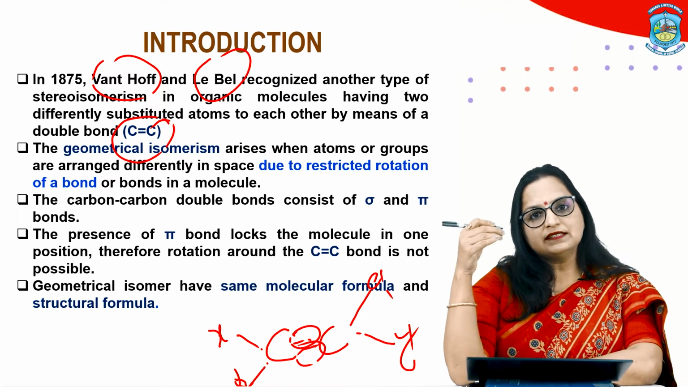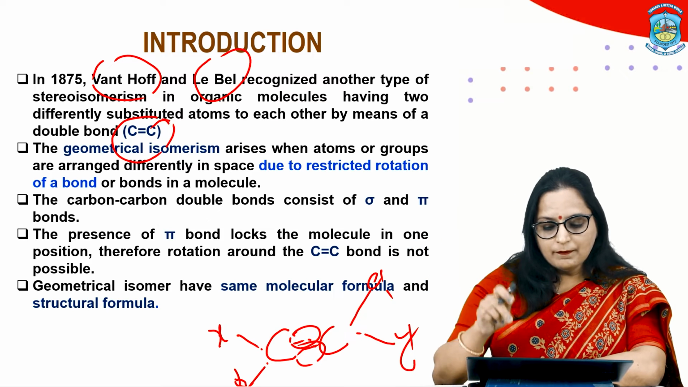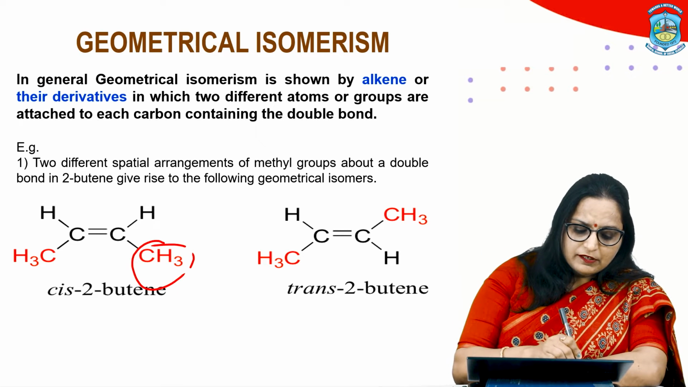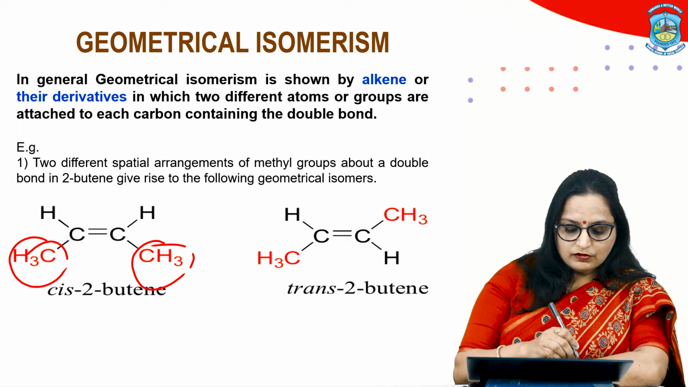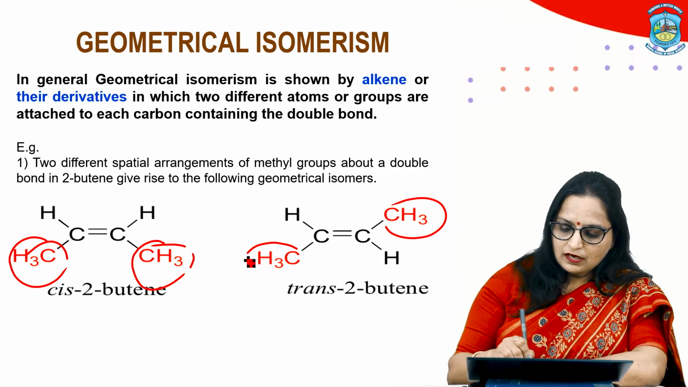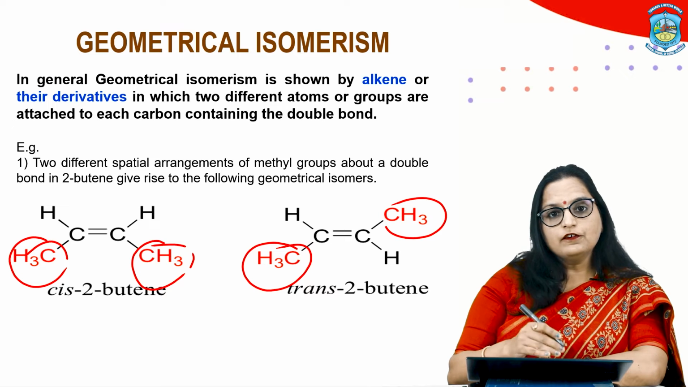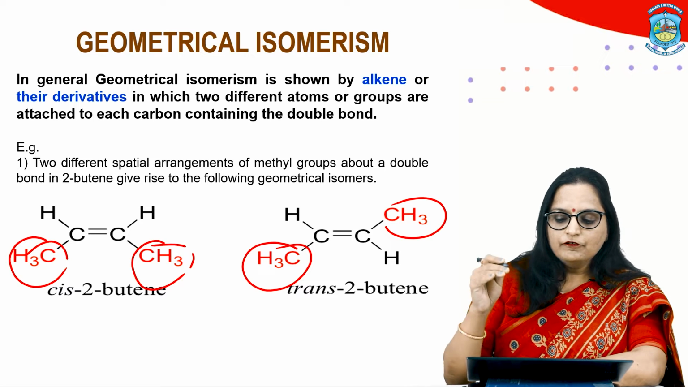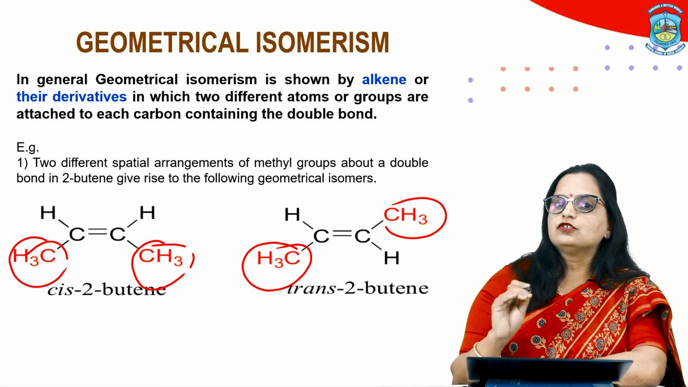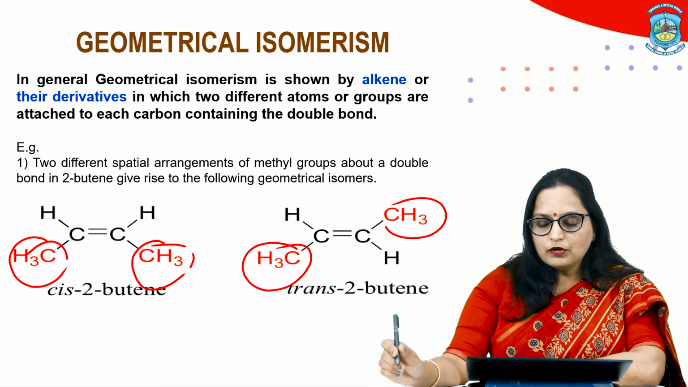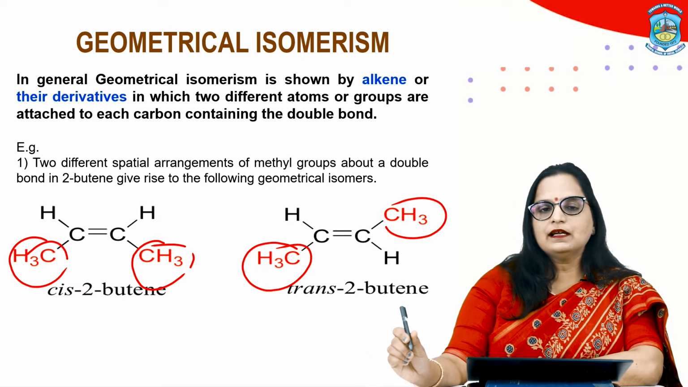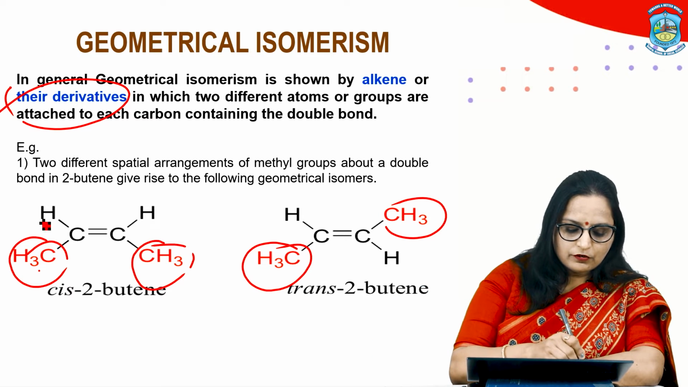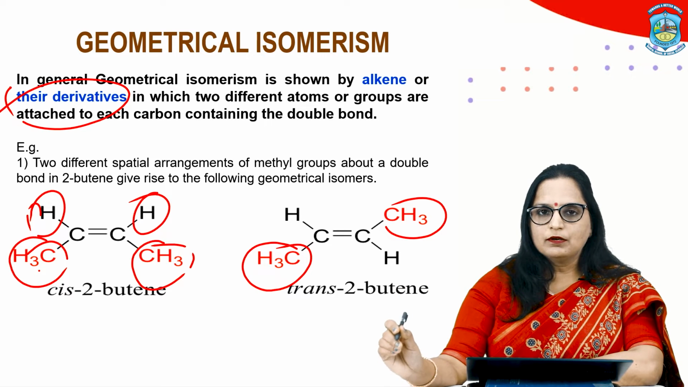Now, though they have the same molecular formula and structural formula, as you can see in the structure, the placement of these two similar groups is on the same side and here it is on the other side. So, due to the different arrangement of the same group on carbon double bond carbon, we have another type of isomer, that is geometrical isomer. The important feature is that it is shown only by alkenes or derivatives of alkenes, especially with two different groups attached to each carbon double bond carbon.